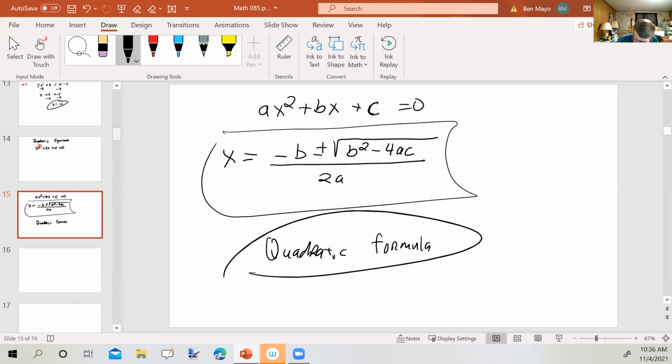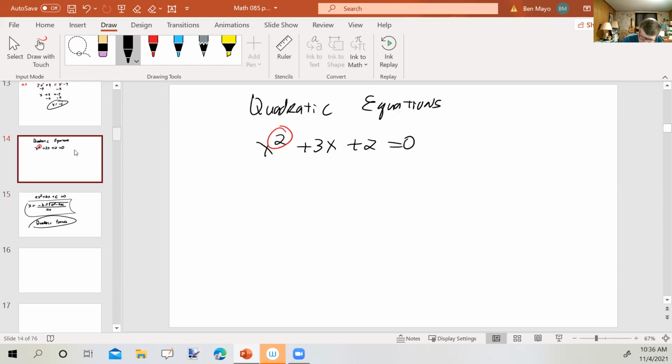You want to memorize this. Negative b plus or minus the square root of b squared minus 4ac all over 2a. What I suggest is, as you're doing your homework, try and write out the formula from memory, then check back to make sure it's correct and go on from there. And by the time you're done with the assignment, hopefully you'll have this formula memorized.